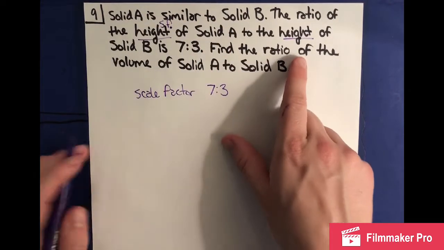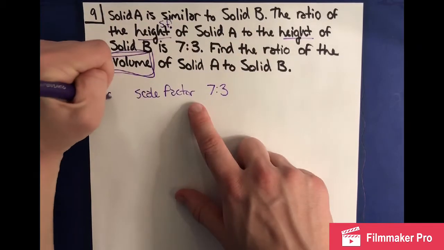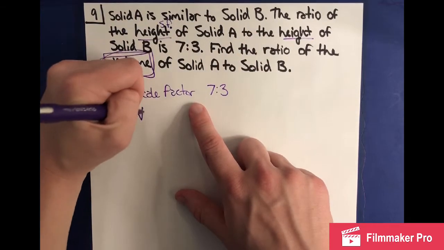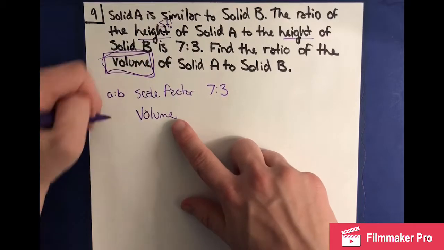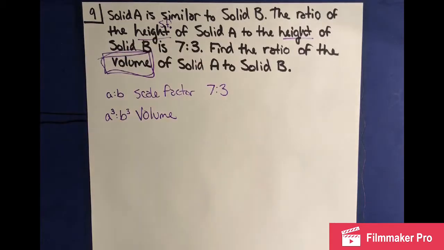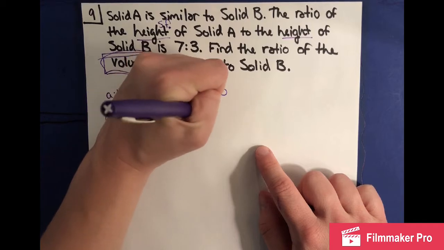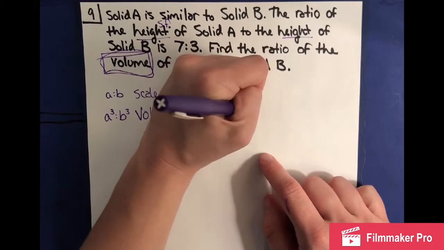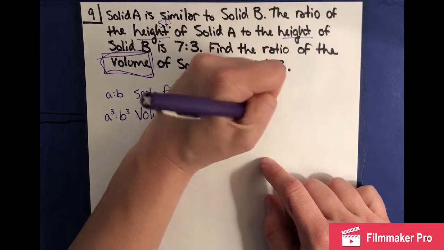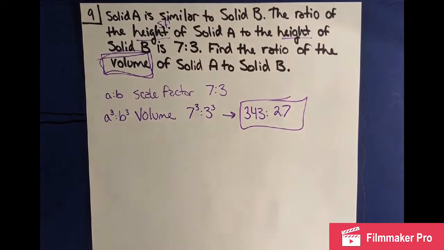They want to find the ratio of the volume. So for volume, I'm already thinking, okay, I already know the scale factor is A to B. I want volume. The ratio for volume is A cubed to B cubed. So I take these and I cube each. That's going to be 7 cubed to 3 cubed. 7 cubed is going to be 343, and 3 cubed is 27. That's going to be my answer there because I did find the ratio for that already.